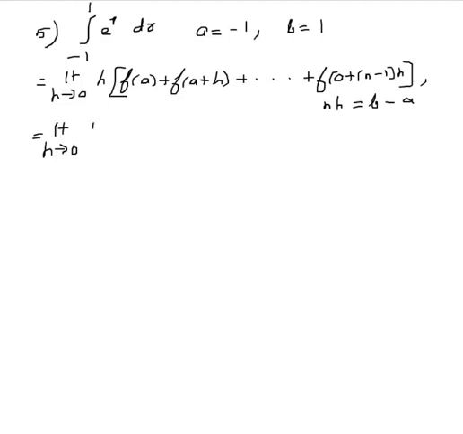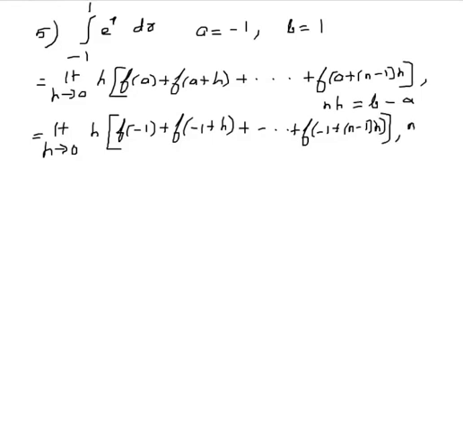Therefore, it becomes limit h tending to 0 of h times f of minus 1 plus f of minus 1 plus h, etc. f of minus 1 plus n minus 1 times h, where nh is equal to b minus a. 1 minus of minus 1, 1 plus 1, it becomes 2. nh value is 2, which is a constant. Now we will find these expressions. That is our third step.